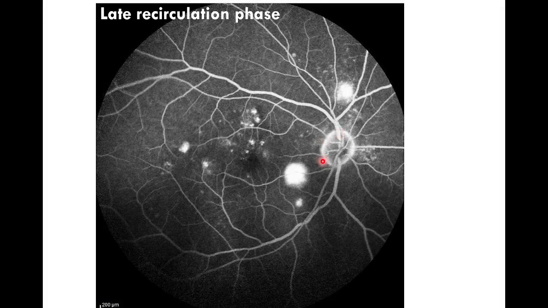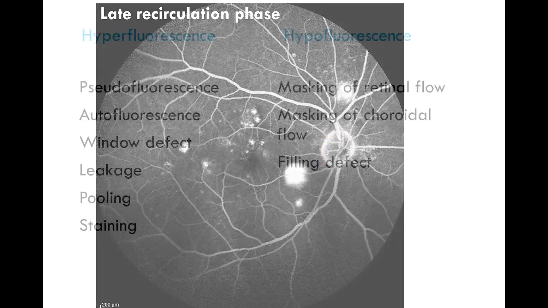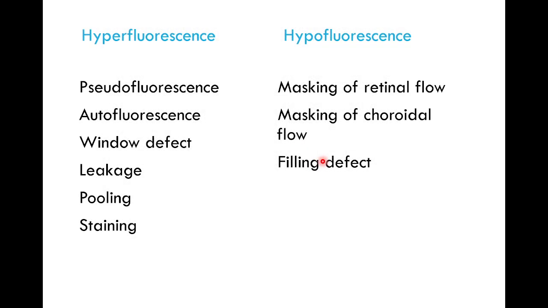So this we see after 5 minutes. So what are the patterns of fluorescence? It could be either hyperfluorescence or hypofluorescence. Hyperfluorescence includes pseudofluorescence, autofluorescence, window defect, leakage, pooling and staining. Hypofluorescence includes masking of the retinal flow, masking of choroidal flow and filling defect.